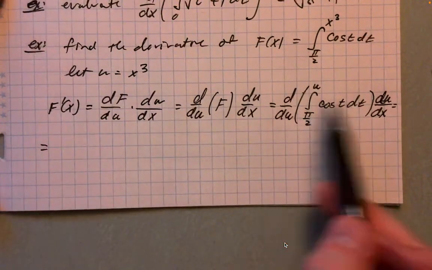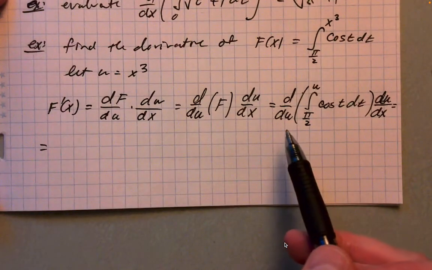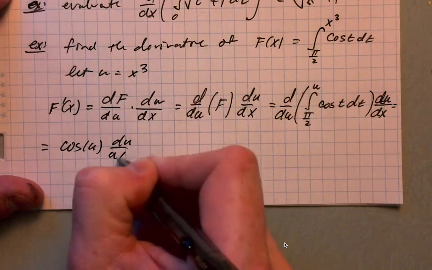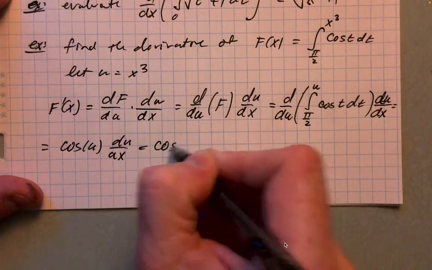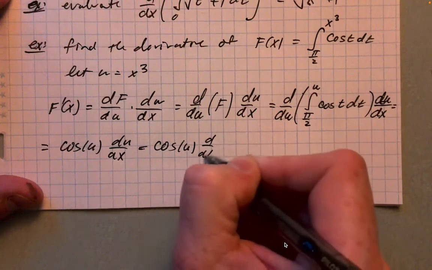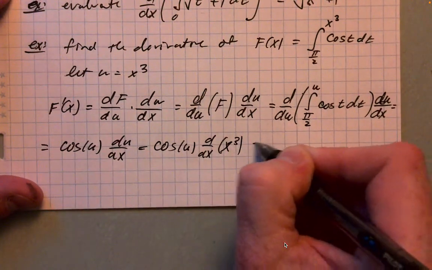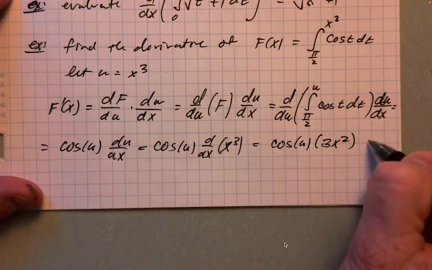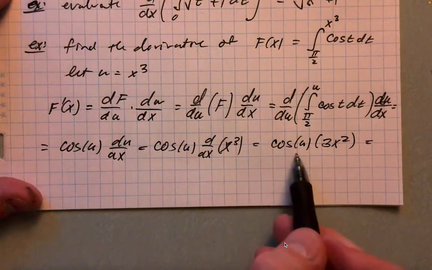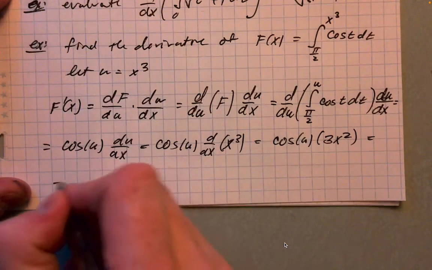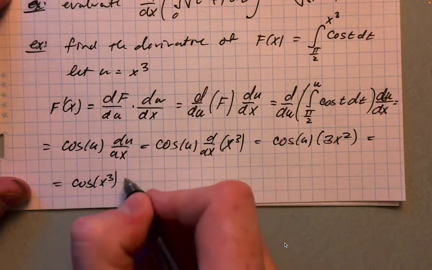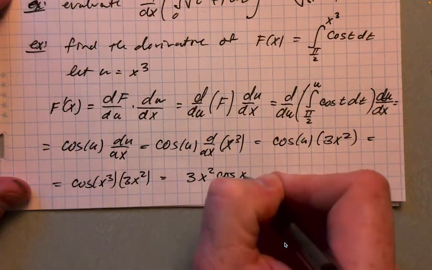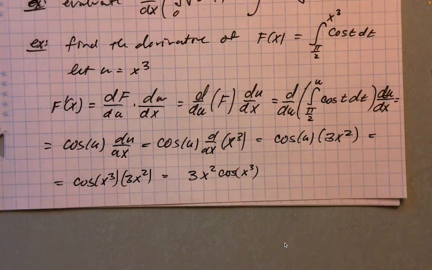But this first derivative can be calculated really quickly, right? This is just cosine of u. And so then it's cosine of u times d dx of x cubed. So what do you get? You get cosine of u times 3x squared. And then the cosine of u is really cosine of x cubed times 3x squared. So I guess the best way to write that would be 3x squared times cosine of x cubed. Okay, so it looks like that.